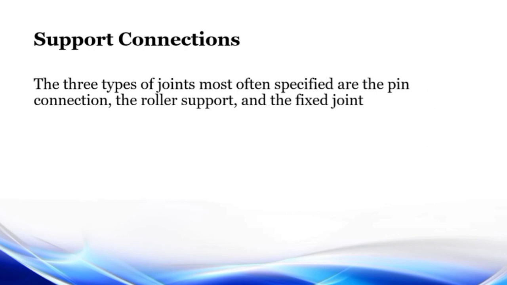The three types of joints most often specified are the pin connection, the roller support, and the fixed joint. A pin-connected joint and a roller support allow some freedom for slight rotation, whereas a fixed joint allows no relative rotation between the connected members and is consequently more expensive to fabricate.